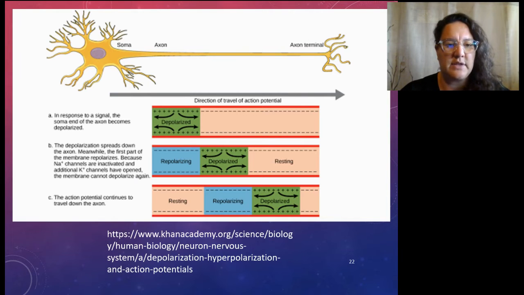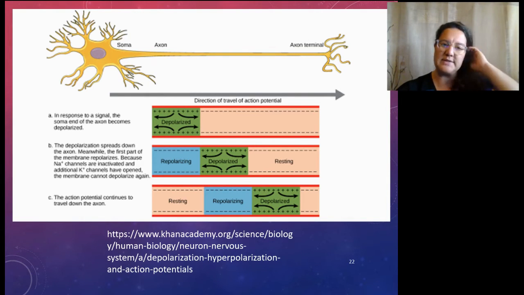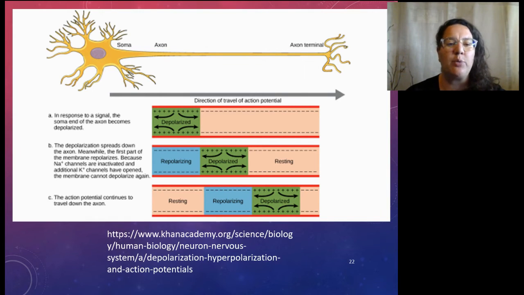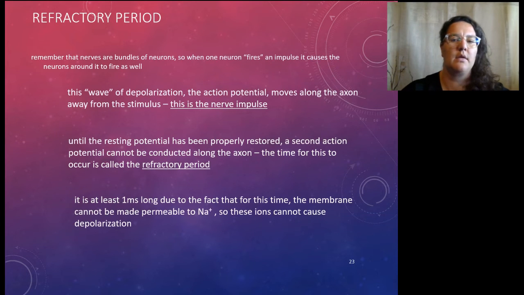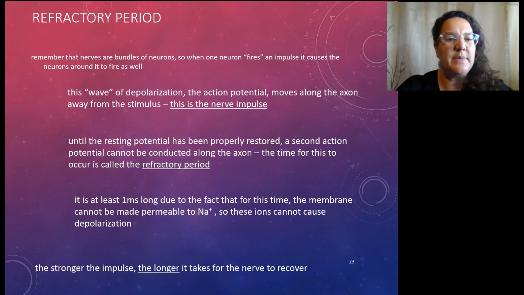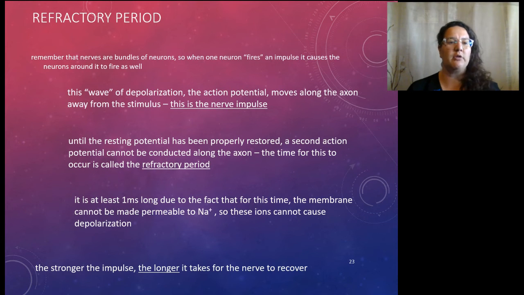Here's another diagram where we see how that depolarization moves down the axon from the cell body towards the axon terminals, progressively depolarizing and then repolarizing the cell as that electrical potential continues down the axon. There is a little bit of a refractory period at the end of the repolarization. When one neuron fires, it typically causes the neurons around it to fire as well. This wave of depolarization moves along the axon away from the stimulus, known as a nerve impulse.